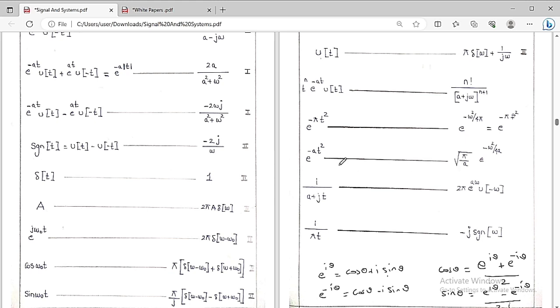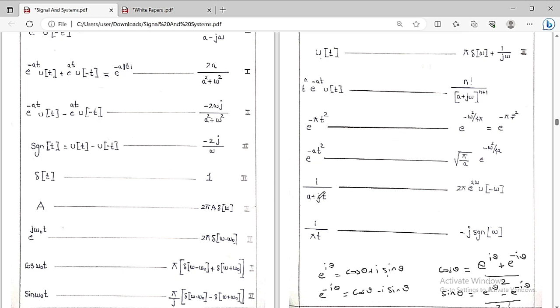I want you to remember this general expression. If in place of a you substitute pi, then you are going to get this value, because the pi cancels here. Here you are going to get 4 pi. So remember this value, and then you can get these things.